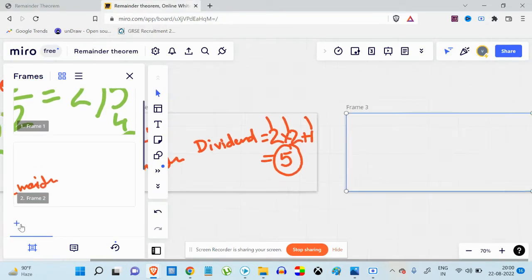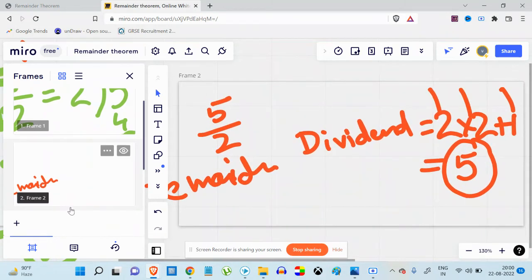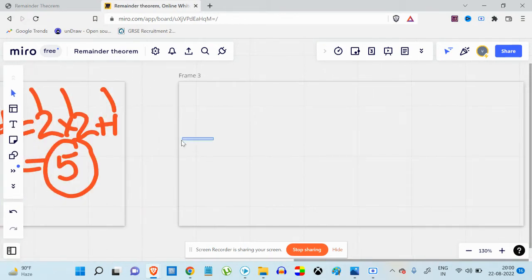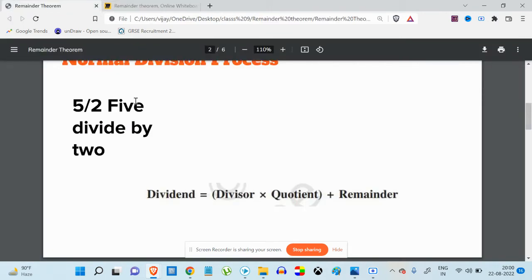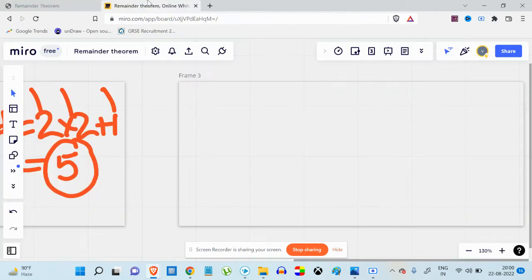So let's create a frame here so that we can come back. Okay, that looks much better. Let's take this example. Now we have x plus 1 and 3x squared plus x minus 1. So let me put it this way.